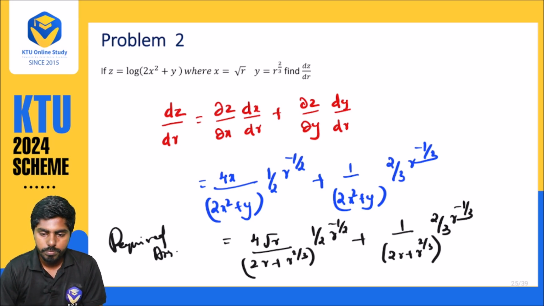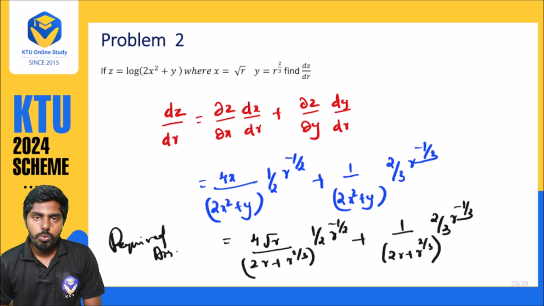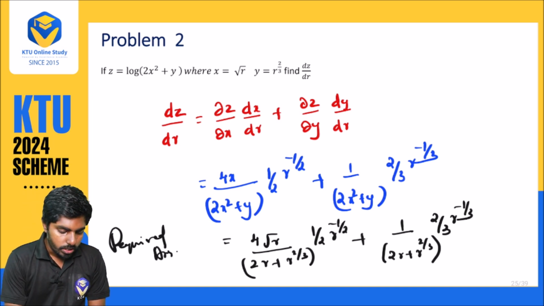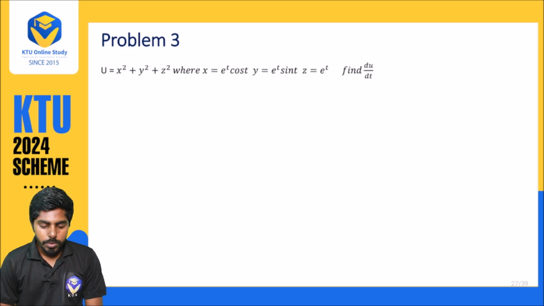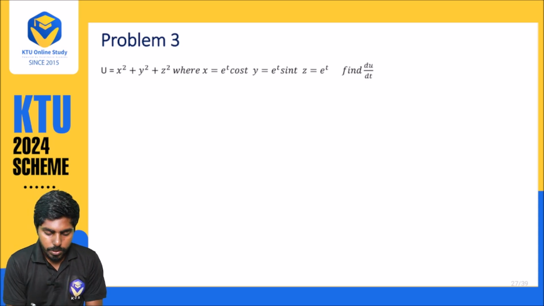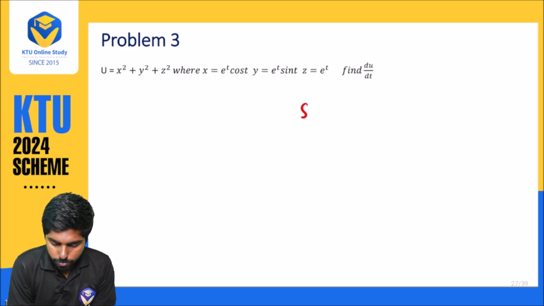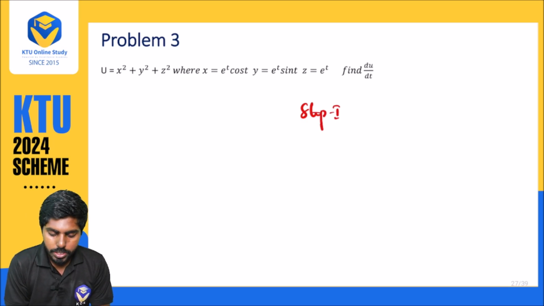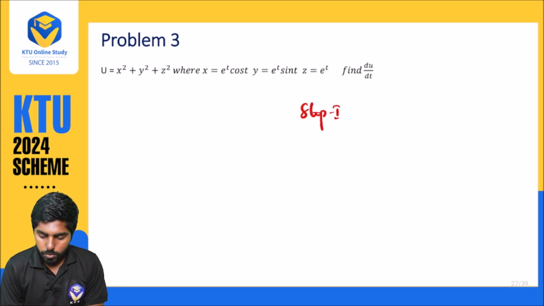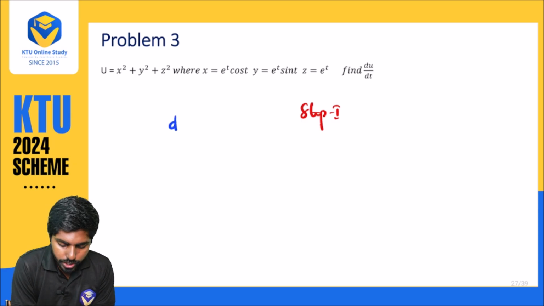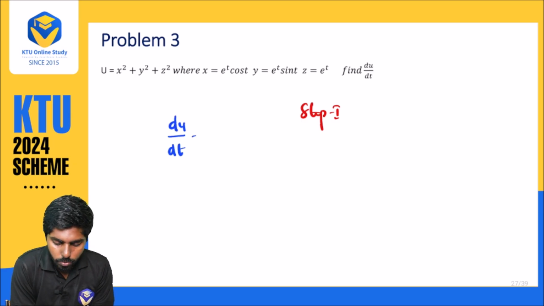Okay, so now we will move on to problem number 3. Step number 1 is to draw the diagram. It is very easy to identify the chain rule formula. What have they asked? du by dt. So what would the formula be?